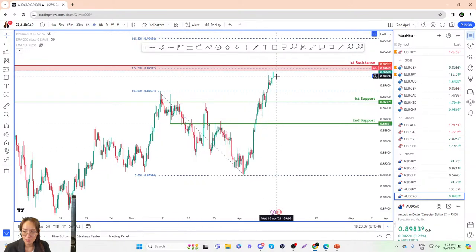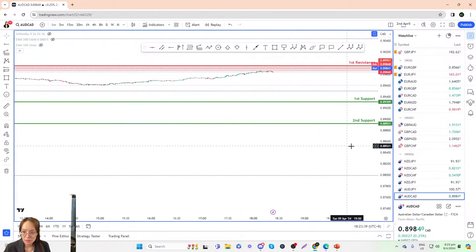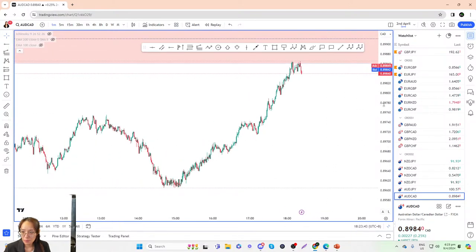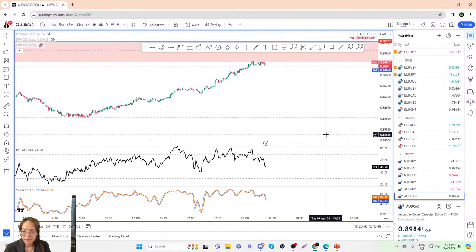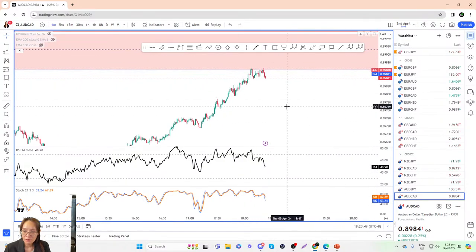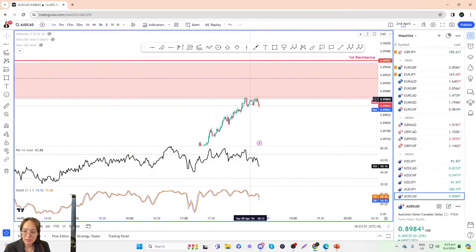Okay, now it's approaching the zone. You can see that it touched the zone, it's pulling back. You have to wait first. If you have confidence in me, you will see that I might just enter, but there might be a layer in zone. You get what I mean, layer in zone.